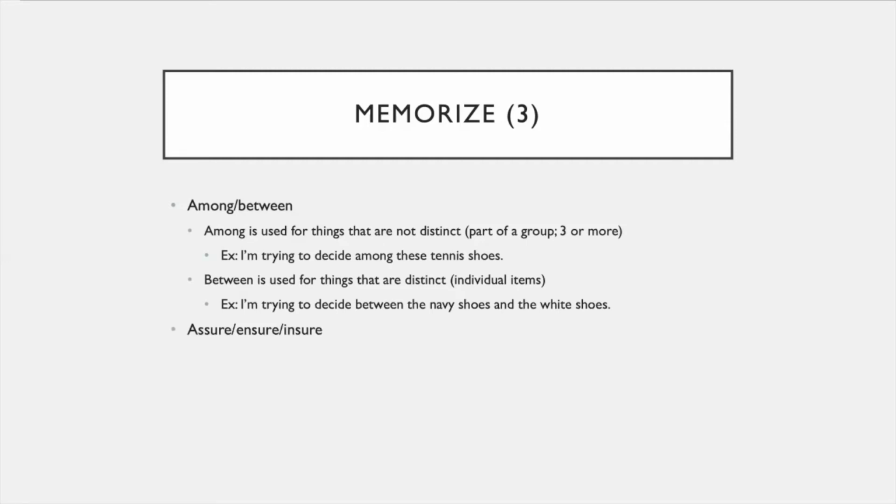Then you have assure, ensure, and insure. So assure means to guarantee. Ensure with an E means to make sure. And then INSURE, with an I-N, means to provide insurance for. So, I mean, you know how to spell insurance, so you can just correlate IN with insurance to know that the verb form also has some type of relationship with insurance.